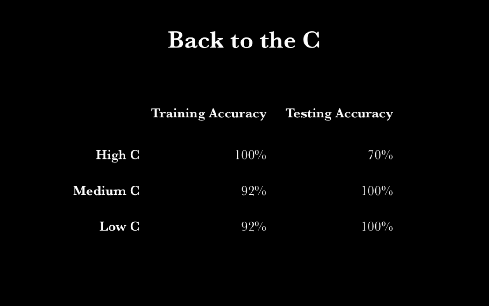And this is a trade-off that you start to see. Models will become what we call overfit. Namely, their training accuracy is very high, but their testing accuracy may display a substantial drop-off. So the high C model here we would say is overfit. The medium and low C models, because the training accuracy and testing accuracy are similar, we would say are not overfit.